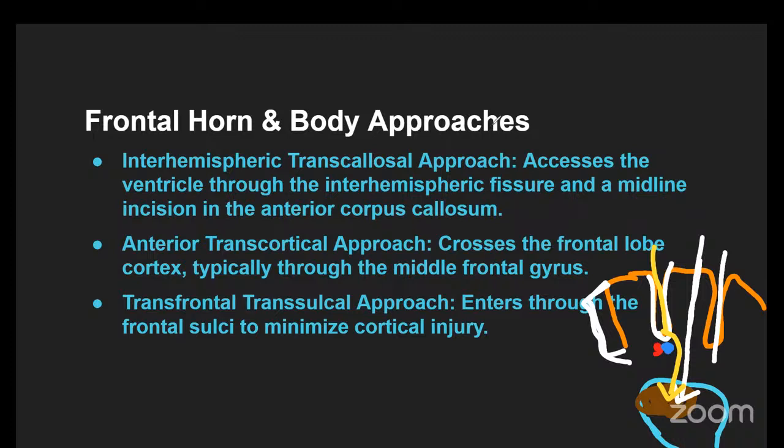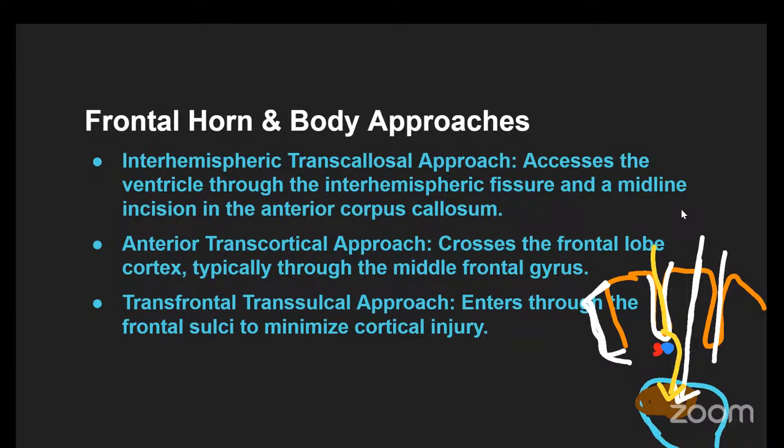So if we are going transsulcally, we bypass a lot of the gray matter and we start directly right at the end. So the trajectory, the distance, is shorter, but then there are vessels in the depth of the sulcus. That can be a problem sometimes.